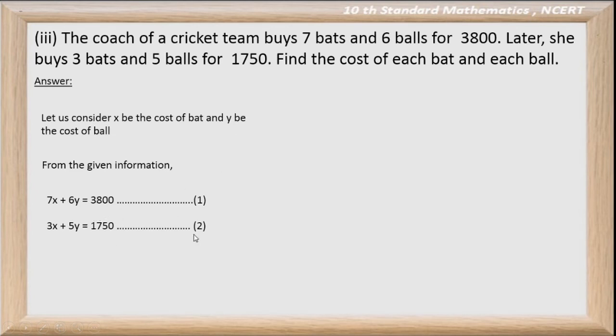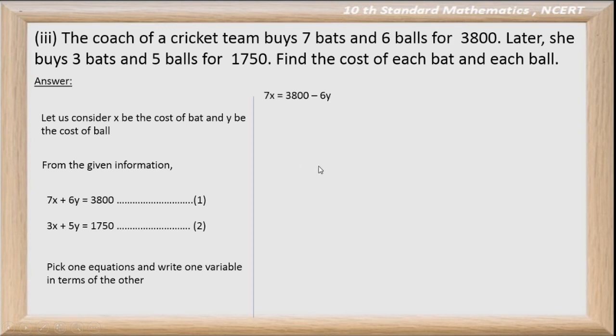Now we have formed the pair of linear equations. From this we have to find the cost of a bat and a ball, the cost of one ball and one bat. How to find that? By the substitution method. Pick one equation and write one variable in terms of the other. Here both x and y have coefficients, so we can take either equation. I am taking the first equation, 7x plus 6y equal 3,800.